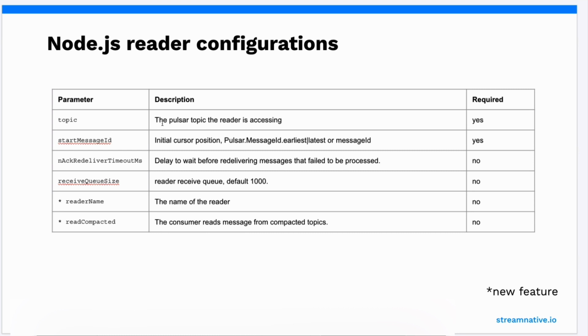Okay, so properties. Again, reader is similar to consumer. What's the topic name you want to read? Start from which message ID? You see that it's not like giving you the earliest or latest, but you can still use the Pulsar message ID earliest, latest, or specify the ID itself. Yep, you can do negative acknowledge delivery. You can do receive queue size, reader name, and read compacted.